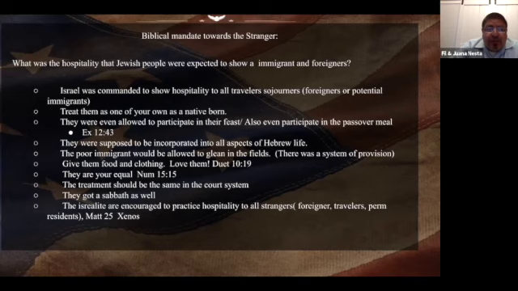The treatment should be the same in the court systems. They got to have a Sabbath. The Israelites were encouraged to practice hospitality to all strangers, again, either the foreigner, the traveler, or the permanent resident. And in Matthew 25, he uses a Greek word, which is xenos, which we'll talk about in a little bit.